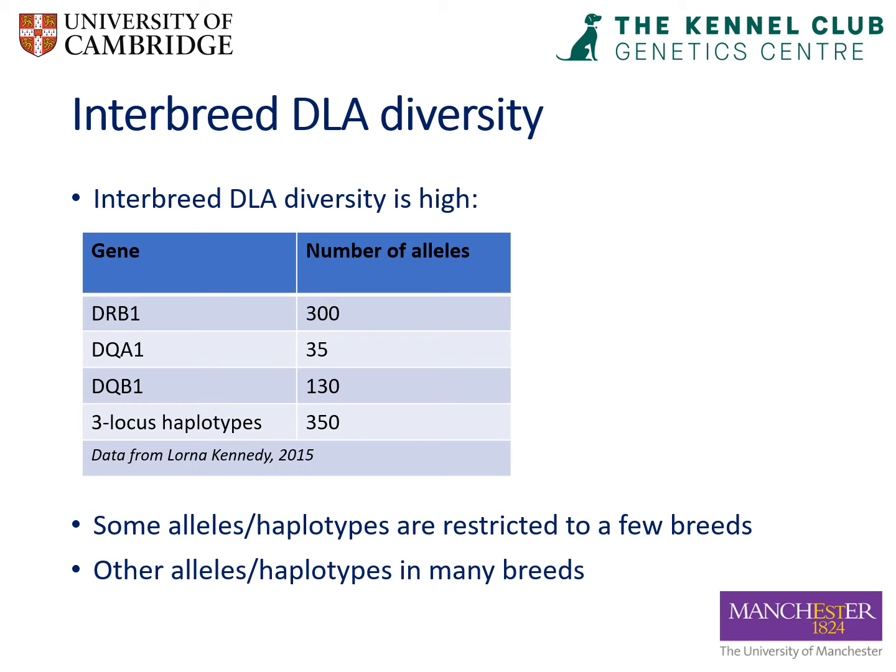So for DRB1, there's around 300 alleles and around 35 and 130 for DQA and DQB. And DQA and DQB are subunits of the same molecule. Conversely, the partner of DRB, which is DRA, is not variable in the dog, and it has very limited variability in humans also. So in the dog, some alleles and haplotypes are restricted to a few breeds, and others are present across many breeds.